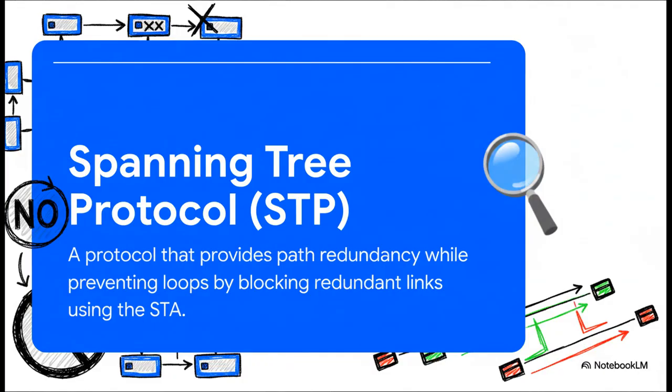The best way to think of STP is as a really smart traffic cop for your network. First, it looks at the whole city, all the switches and all the connections, and draws a complete map of every possible route. Then, to stop a massive traffic jam, or in our case, a loop, it strategically blocks off a few roads. It puts up a do not enter sign on just enough paths to keep everything flowing smoothly, but it keeps those blocked paths in reserve, just in case there's an emergency.